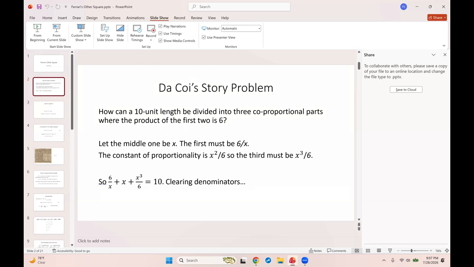So if you let the middle one be x, in order for the product to be 6, the first one's got to be 6 divided by x. And then to go from 6 over x to x, you get a constant of proportionality of x squared over 6. So the third one must be x cubed over 6. You put all that together and you have the equation 6 over x plus x cubed over 6 equals 10. Hopefully you're following me okay.